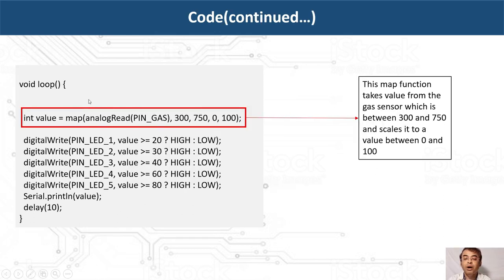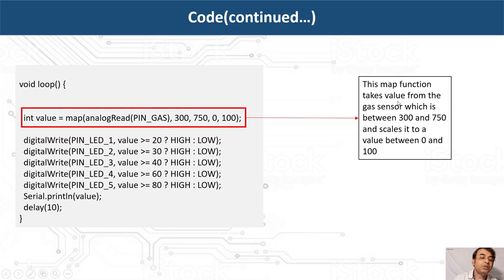Guys, we now have a loop function. Here I have written one function, that is map, and within that I have written one more function, called analogRead, which reads the sensor value from the sensor. After that I have converted it into the range 0 to 100. That means the sensor will read a value between 300 and 750, and then it is mapped to 0 to 100 by using the map function, and it is stored in this variable called value.